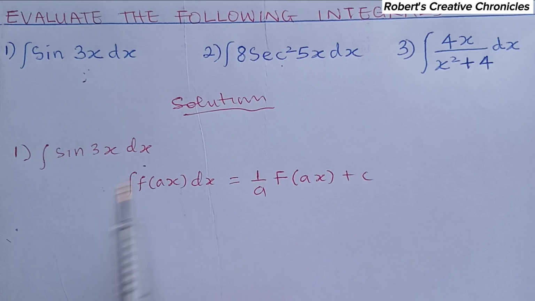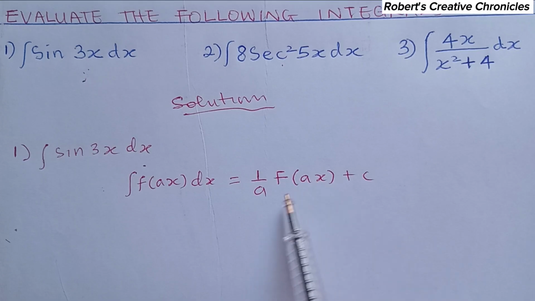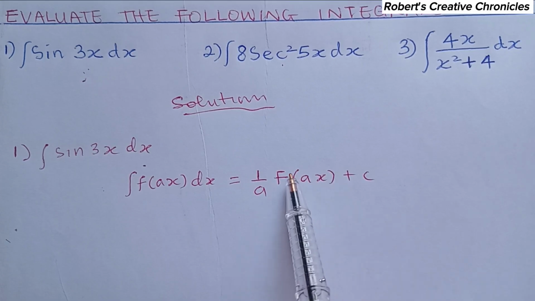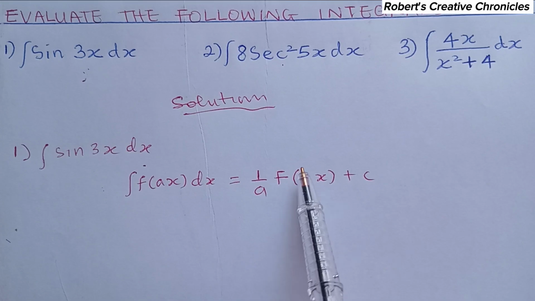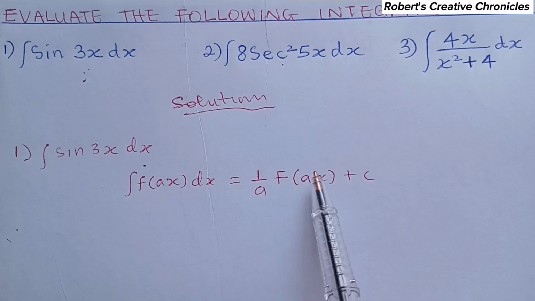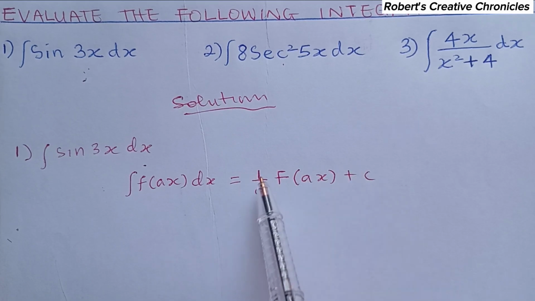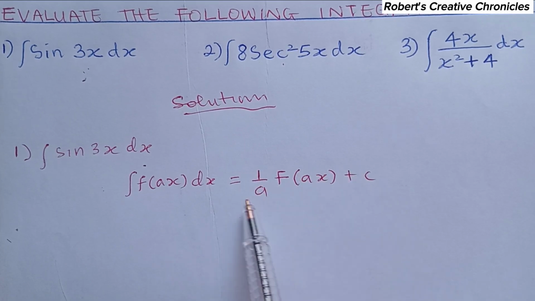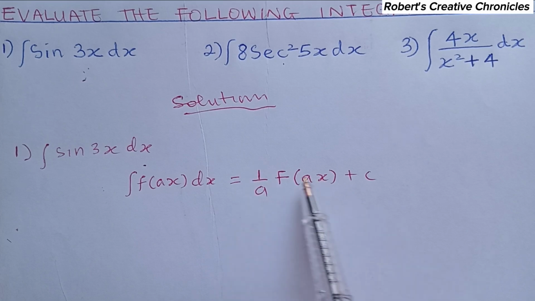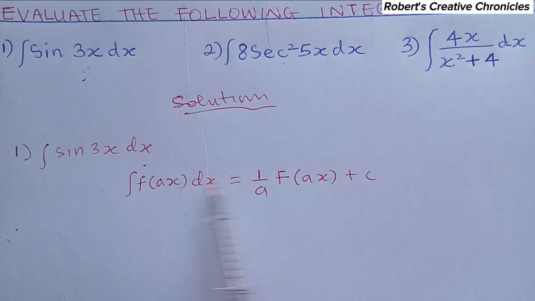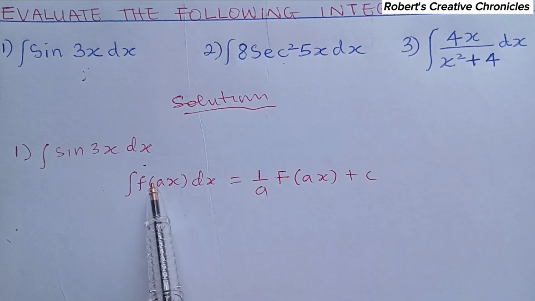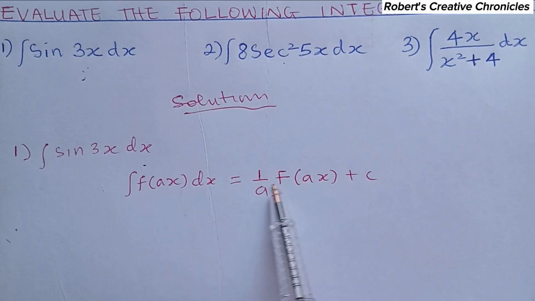It's in a way like a composite function when we are doing differentiation. But the only difference is that in differentiation you multiply what you get here by the function, but in this one we are going to divide the function by it. That is why we say 1 over a. Then if here is sine, the integral of sine is what? Is negative cos. So we write negative cos here.